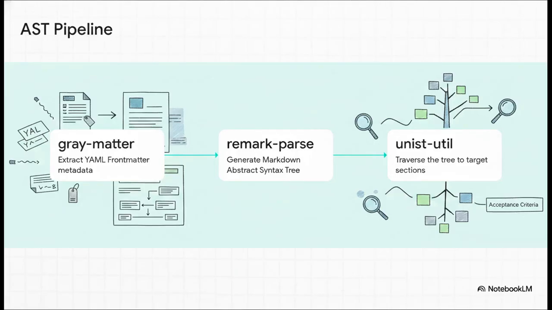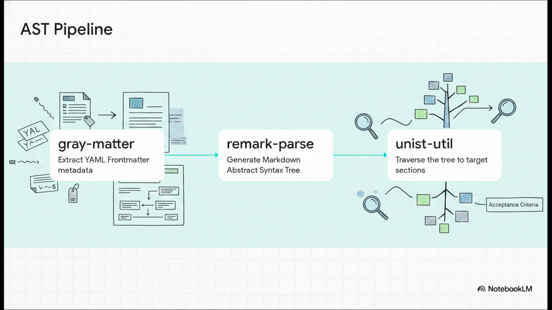So let's walk through how this builds our pipeline step by step. Step 1, we use a library called gray-matter to extract the YAML metadata, so things like tags and explicit predecessor IDs, cleanly separating it from the main Markdown body. Step 2, we tap into the unified.js ecosystem, specifically using remark-parse, to generate that Markdown abstract syntax tree right from the raw text. And step 3, we use unist-util-visit to physically walk through that tree.